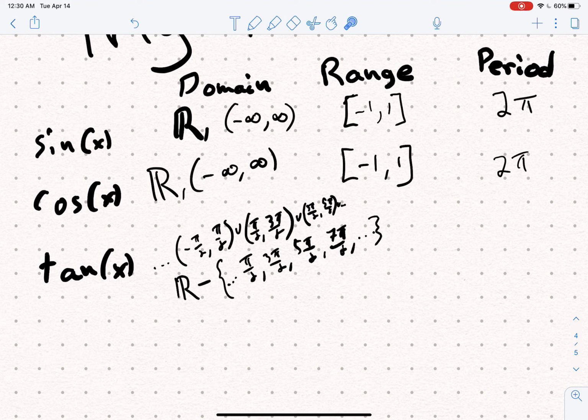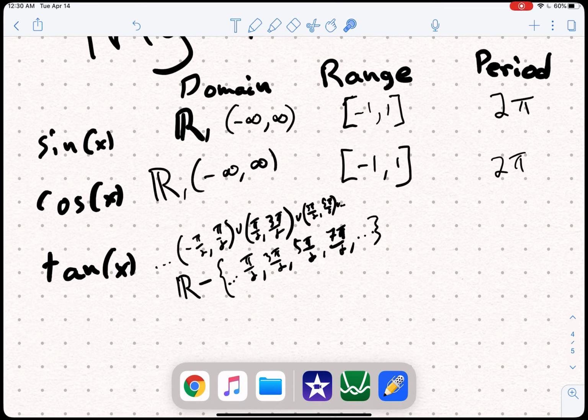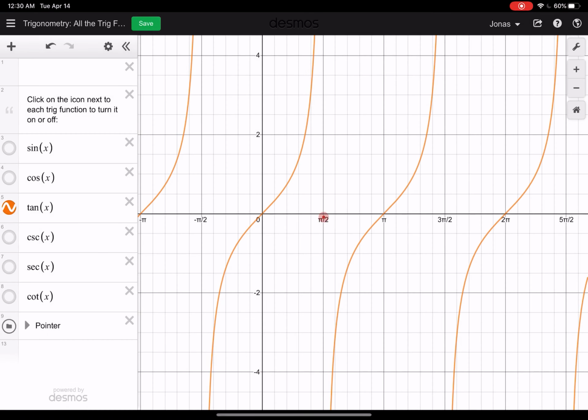Now, the range of the tangent function is also a bit strange, a bit different than sine and cosine, because the tangent function extends all the way up and all the way down. So if you think about the y-axis, the tangent function goes all the way up towards infinity and all the way down towards negative infinity, which means that the range of the tangent function is all the real numbers, or from minus infinity to infinity.